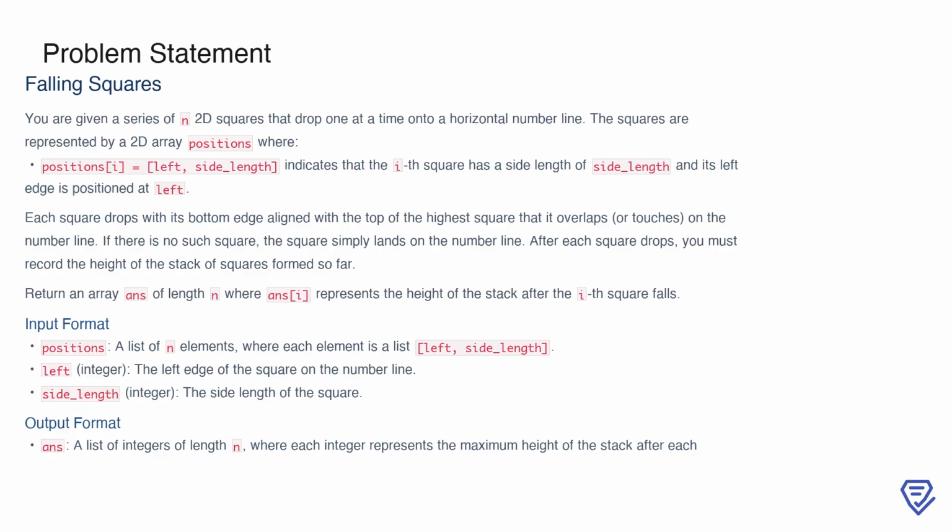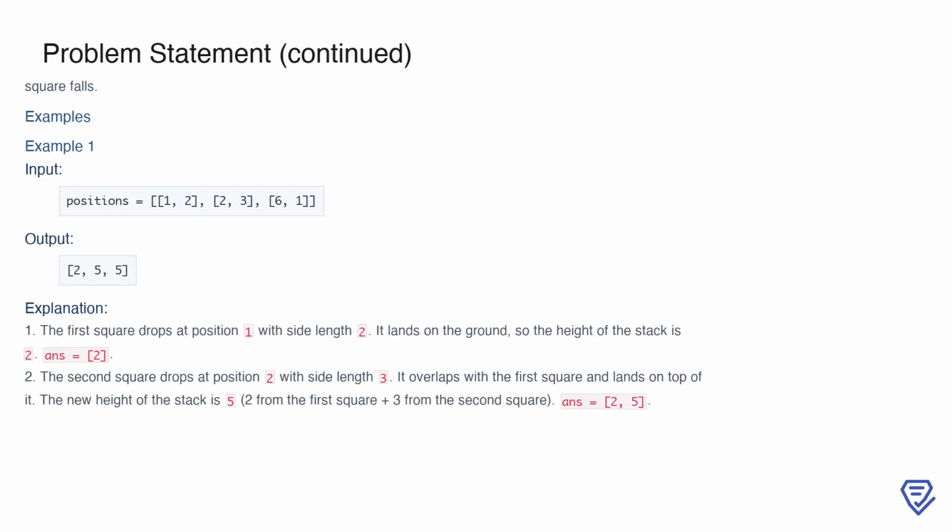When a square falls, it lands on top of the tallest square it overlaps or touches. If it doesn't overlap with any other square, it simply lands on the ground. As each square falls, we need to calculate the new maximum height of the stack formed so far. Our task is to return an array ANS of size n, where each element represents the maximum height of the stack after the corresponding square has fallen. Let's go over an example to better understand how the squares fall and how the output is calculated.